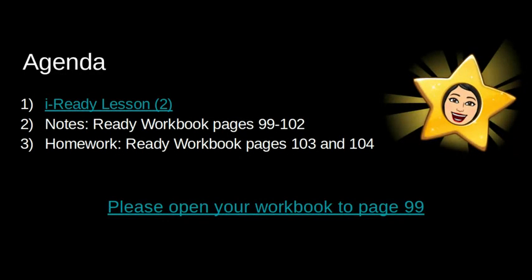This was our agenda for today. Remember that your homework is those pages 103, 104, and to make sure you get your second iReady lesson done by Friday at 11:59 p.m.